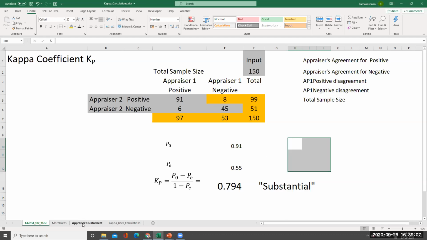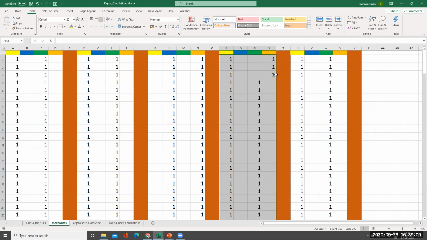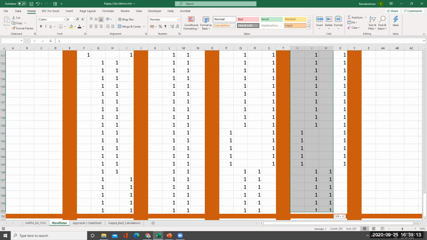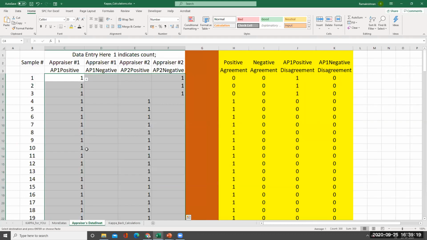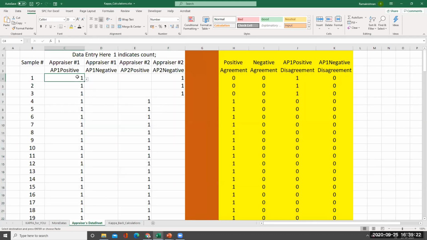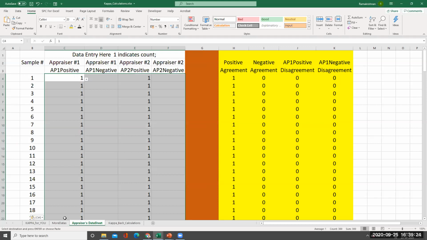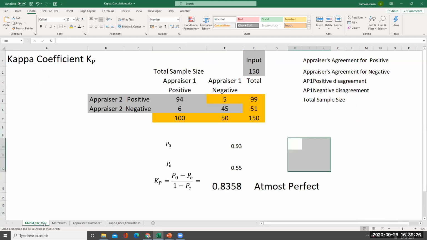And then for the last case, we will see the last one. This one is Control C, and then I'll put it here. I'll go there and put this data sheet. This is how you will get this data in real life problems, right? Almost perfect. You're getting it. So we have seen all the kappa coefficient values for different types of data.